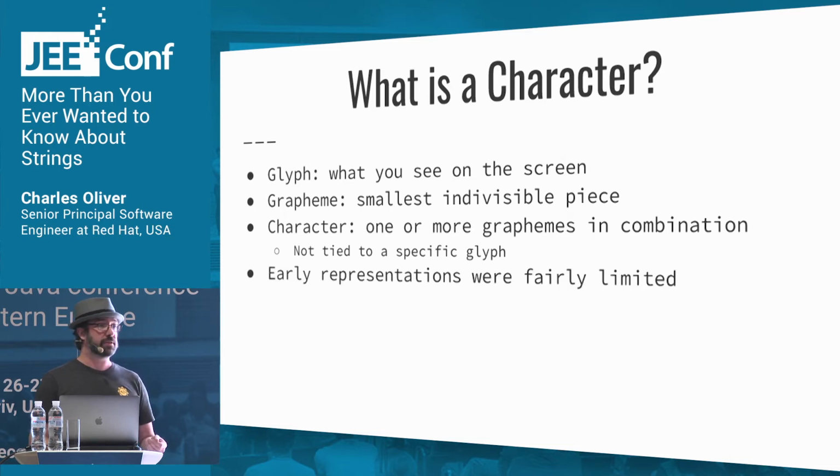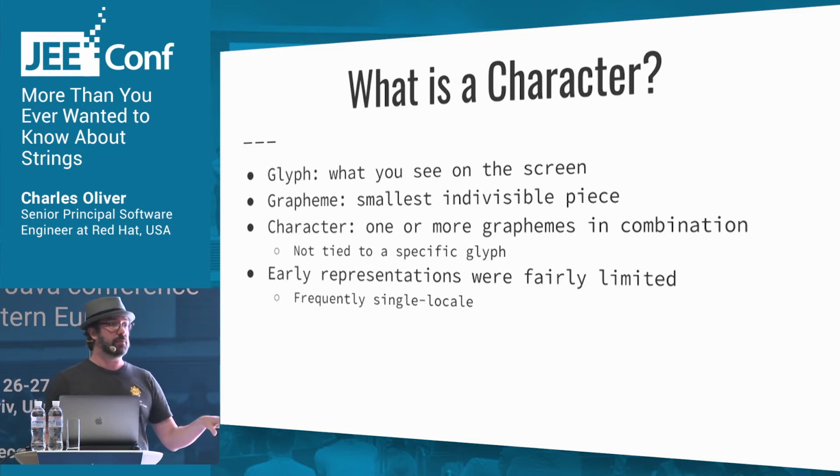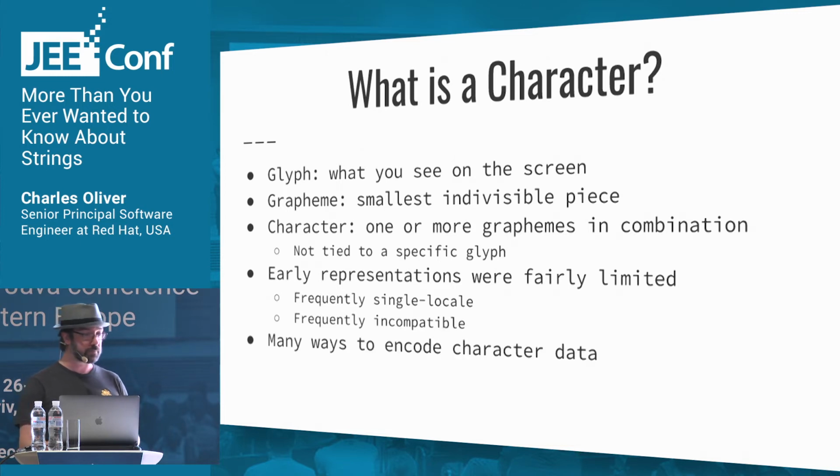So early representations of characters and strings were fairly limited in scope. They would focus on one language, one particular encoding. Often these were single locale, so we'd have only one language that could be represented in a given character representation or a given character encoding. And so this led to various issues as we started to have more and more mixing of characters across languages. There's also many different ways to encode character data now. There's different single byte ways, multi-byte ways. We'll jump into that and see what the problems are we're dealing with here.